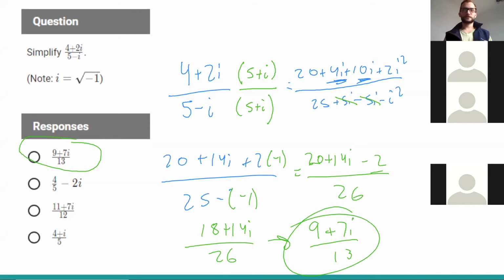All right, so our final answer here would be 9 plus 7i over 13. Any issues, questions, or concerns, message me, let me know. Otherwise, you will be comfortable with this problem, and we'll move on. Okay, looks like we're good.